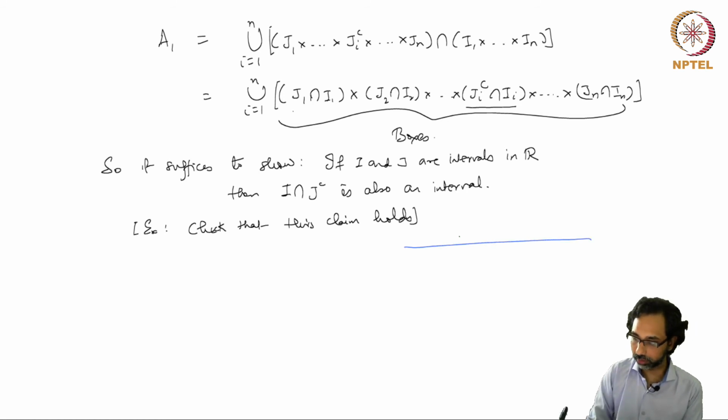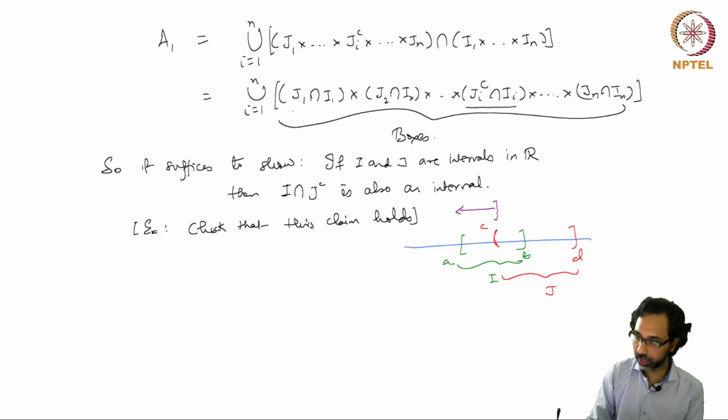So if you have, this is I from A to B, and you have J from C to D like this. So this is J. Then I intersection J complement. So what's J complement? J complement is the region left of C and right of D. So I intersection J complement is simply the region from A to C.